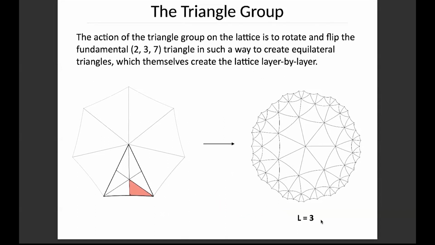And this capital L equals 3 down here, just to explain the notation, means we call this a 3-layer lattice, meaning this is the first layer, out here is the second layer, and then finally at the end here is this third layer.